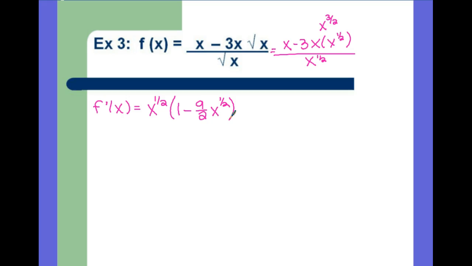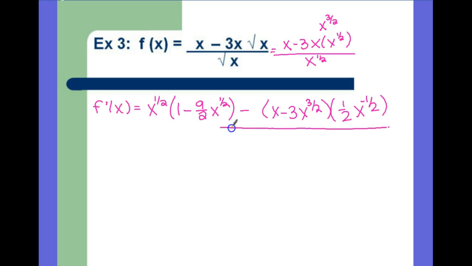So, low d-high minus high d-low, all over low-low.